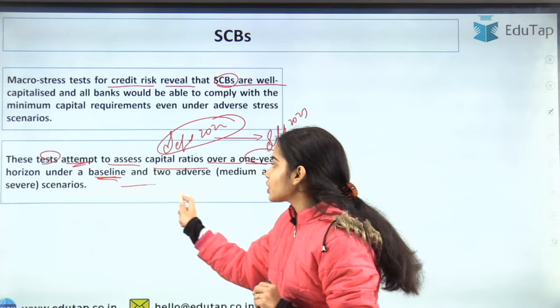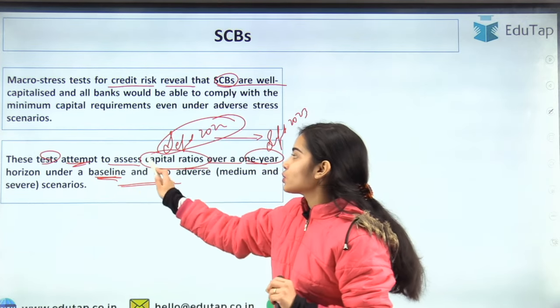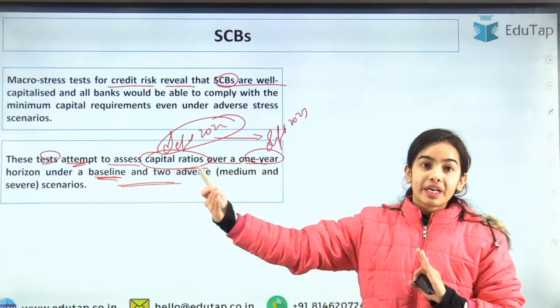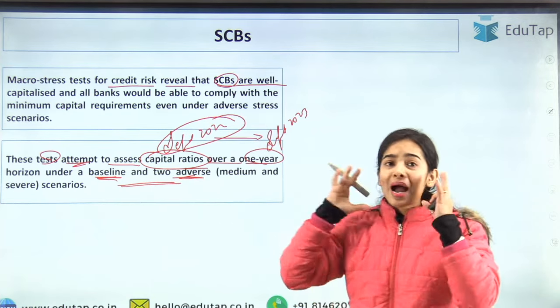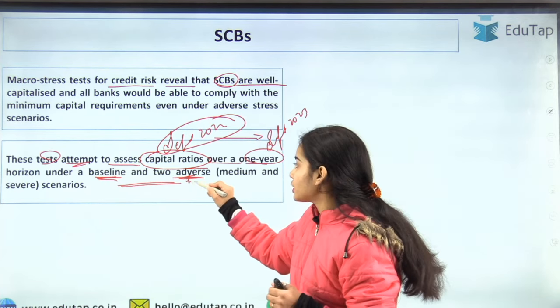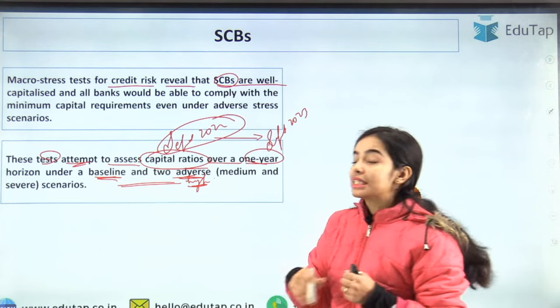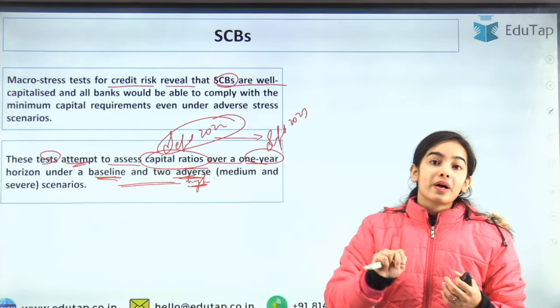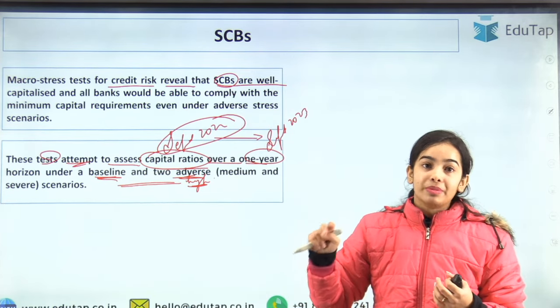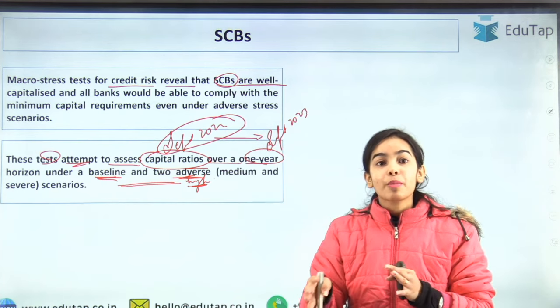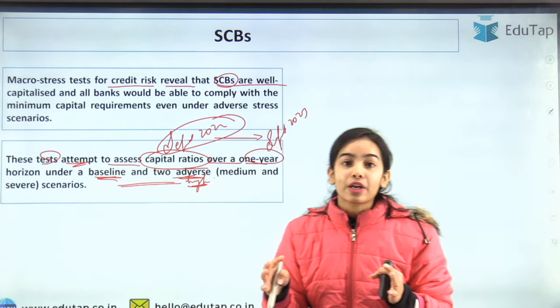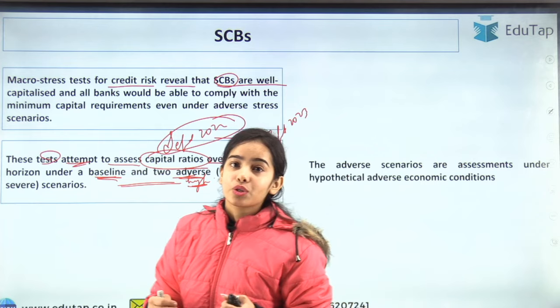So in the normal situation, what will be the capital ratios in the future 1 year? In the adverse, in the bad kind of situation. So this is the hypothetical situation or the assumptions that are taken. That if the adverse scenario comes, that is, if the medium adverse scenario comes or if a severe adverse scenario comes, then how much capital ratios are we going to keep?